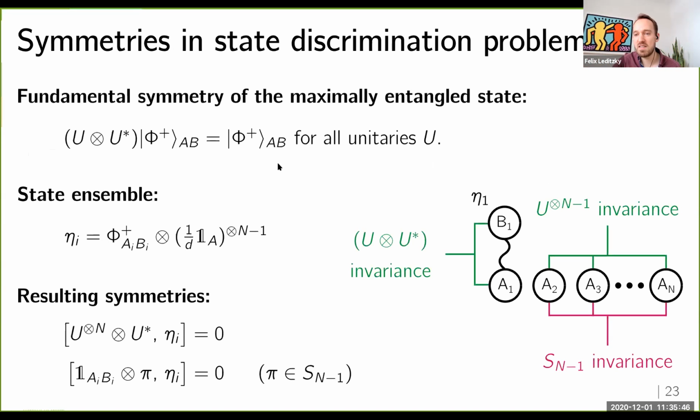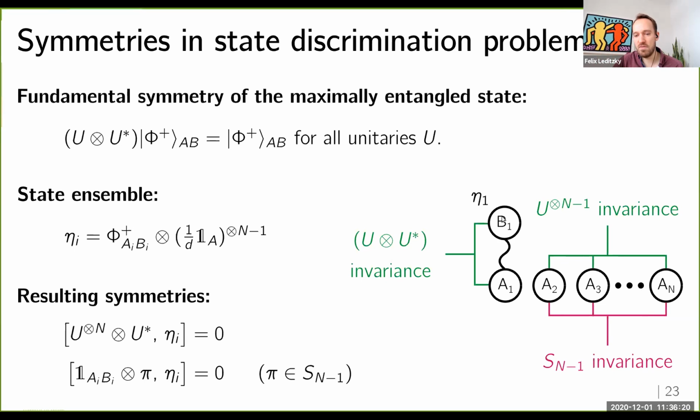So you have a maximally entangled state, which is a bipartite state on two isomorphic systems A and B. If you act with a unitary U on A and with the complex conjugate unitary on B, then the maximally entangled state will be invariant under that. This is an easy exercise to prove. And remember that the states that we want to distinguish in our state ensemble are exactly maximally entangled states between one of the A systems and the B system, and completely mixed states on the rest.